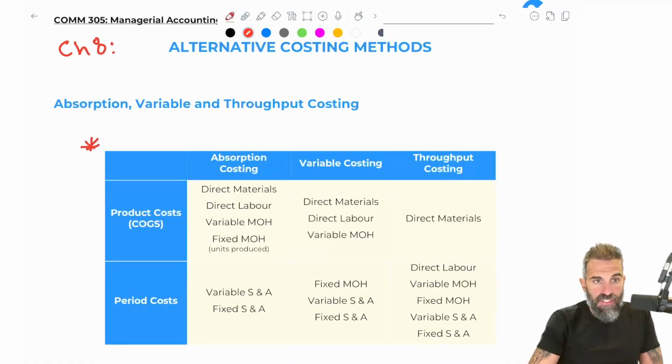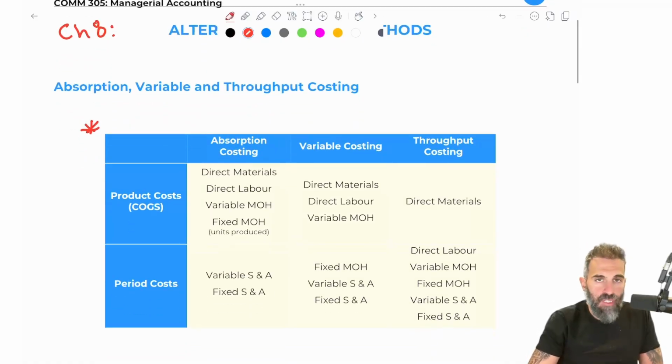All 3 of these will be in the exam. It's not like one is more likely than the other. They're all going to be there. You've got to know all 3.